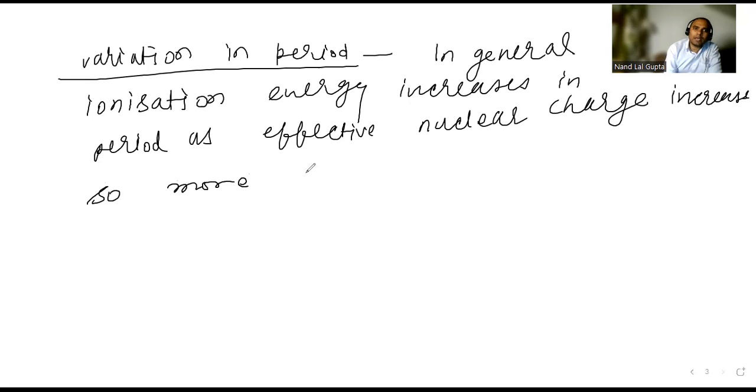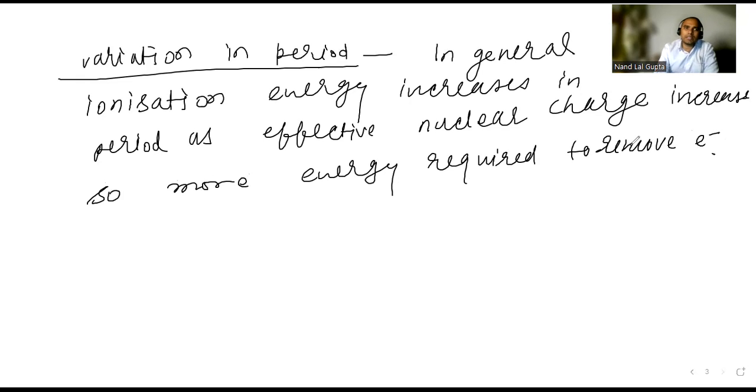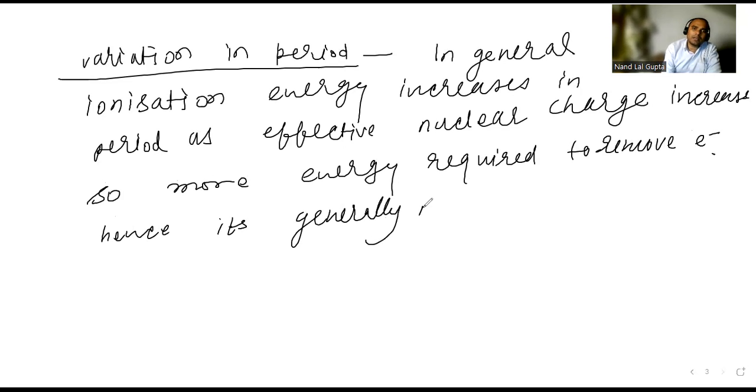So more energy is required to remove an electron. In general, ionization energy increases in a period as effective nuclear charge increases, so more energy is required to remove the electron. Hence, it generally increases, not always. It generally increases with some exceptions.